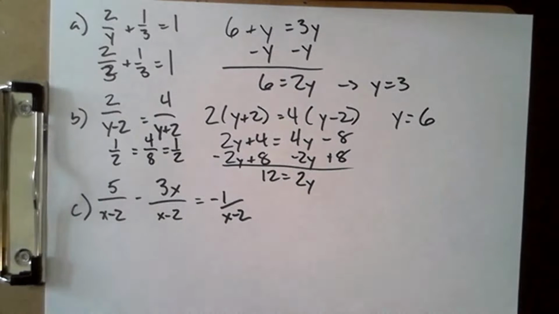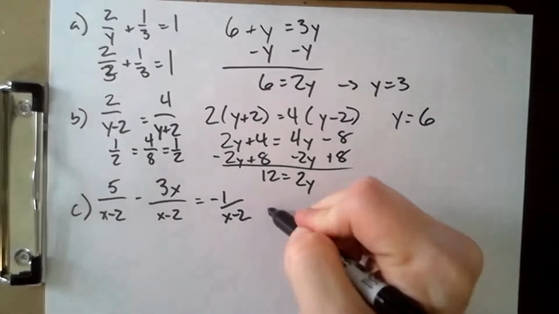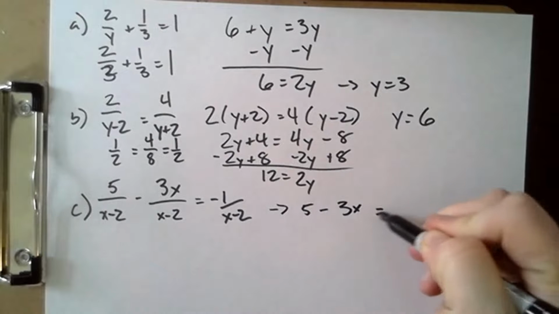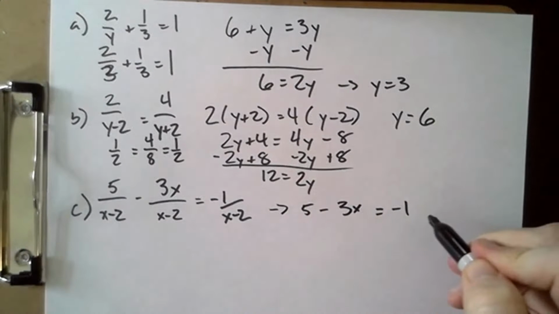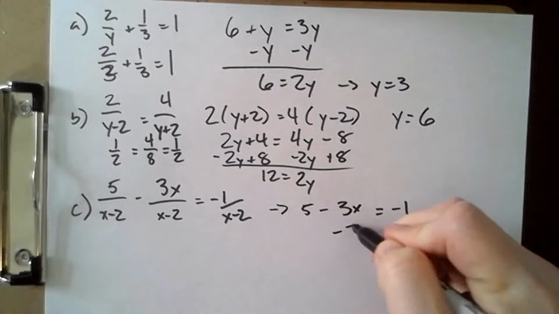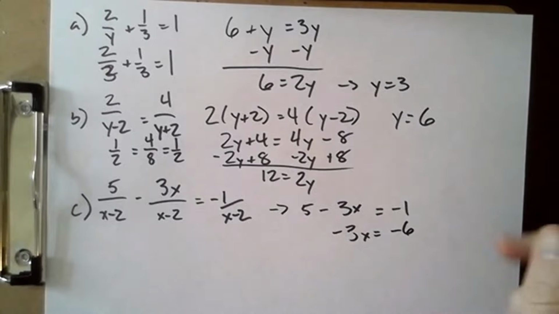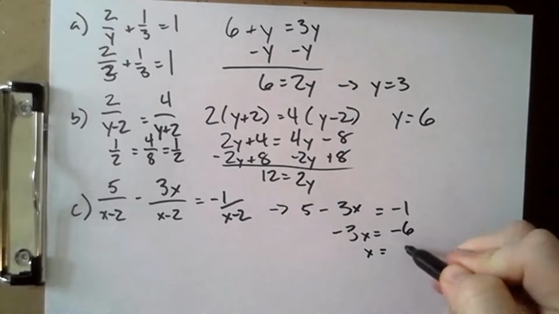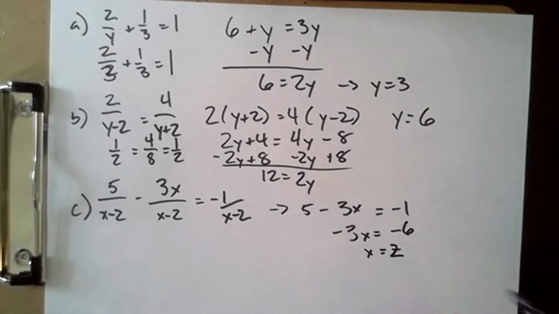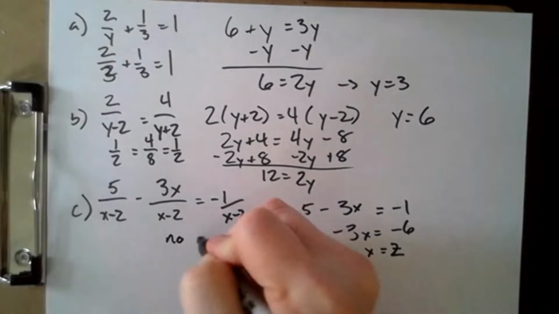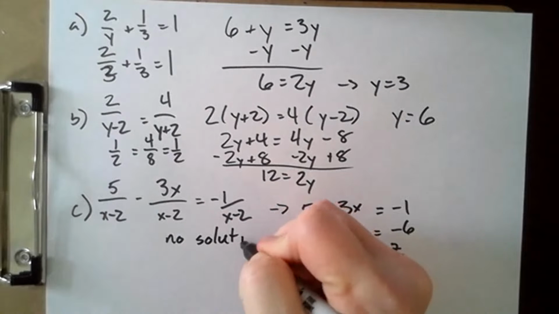Okay, for C here, our excluded value is only 2. I have to exclude the value 2. Also, since everything here has a denominator of x minus 2, I can multiply everything by x minus 2 and get 5 minus 3x equals -1. Okay, well, if I get 5 minus 3x equals -1, that's -3x equals -6. Divide both sides by -3, and x equals +2. But +2 is our excluded value, so there are no solutions to this equation.